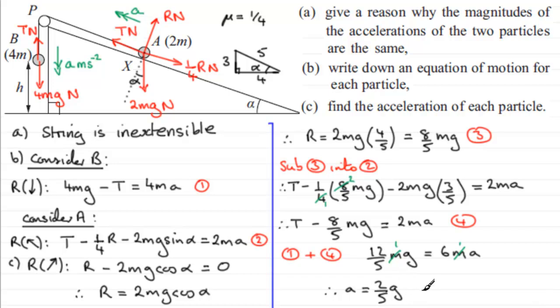If you take g though to be 9.8 meters per second squared, the acceleration due to gravity, 2/5 of 9.8 gives you exactly 3.92. So you've either got this version or this version. So the acceleration is 3.92 meters per second squared.